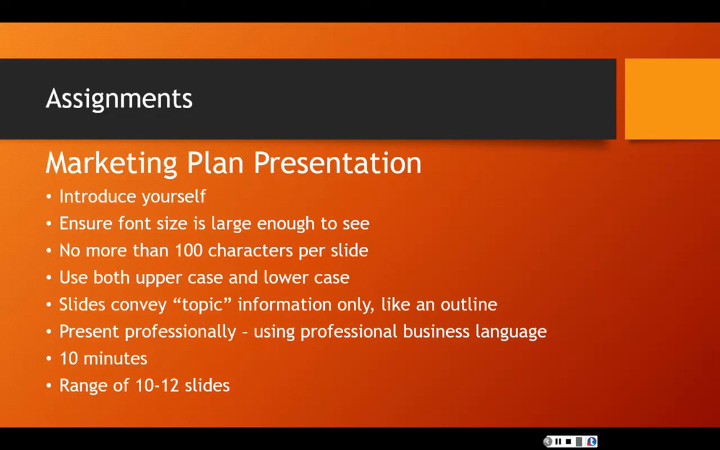So about 10 to 12 slides. And the big thing is you are not going to be able to cover everything from your written plan in one presentation. So you're going to have to make some hard decisions about what to include and what not to include.